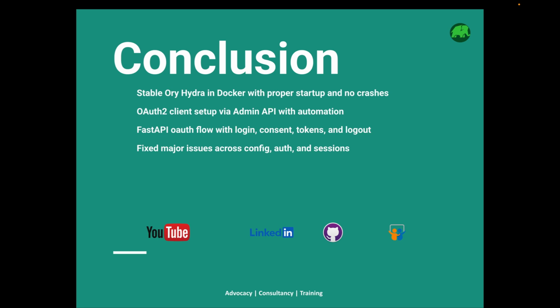If you want to go further from here, add Ory Kratos for a real user database with email verification, password recovery, and social login. Add a client credentials grant for machine-to-machine auth. Deploy behind traffic with TLS. Add PKCE for single-page app or mobile clients.